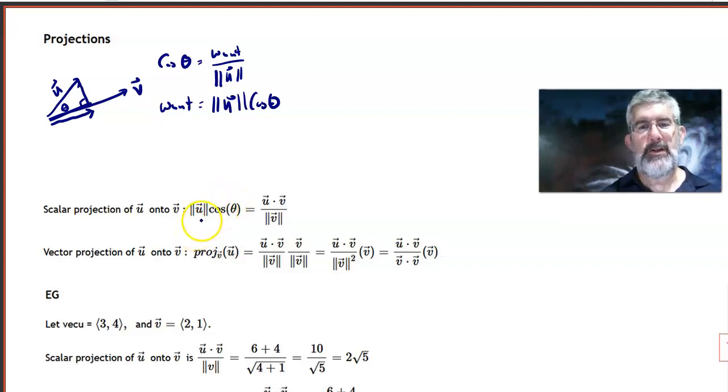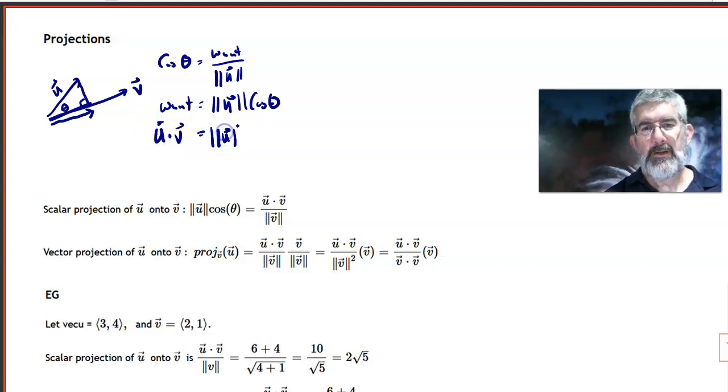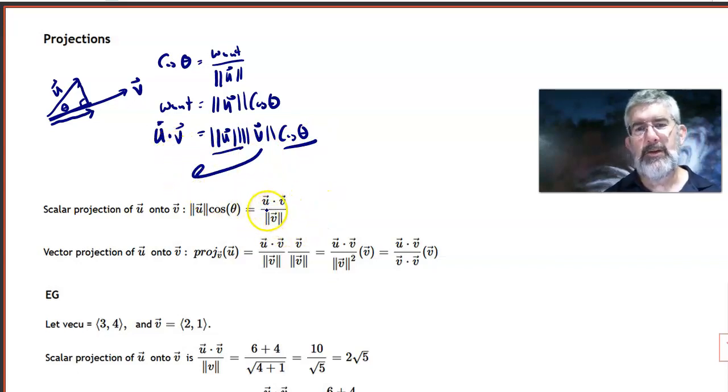And so I know that length times cosine is closely related to the dot product. I know that the dot product of u and v is the length of one times the length of the other, times the cosine of the angle in between them. And so if I want just the length of u times the cosine, then this has got to be divided over to the other side, and that's exactly what I have here. The dot product divided by the length of v is going to be the length of u times the cosine of theta, which is the scalar projection of u onto v.